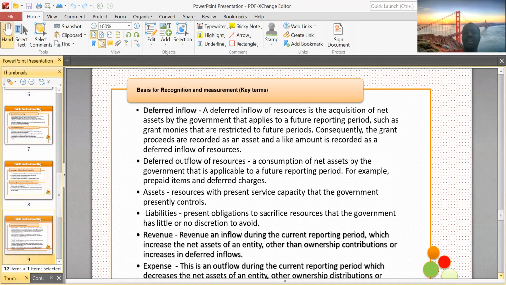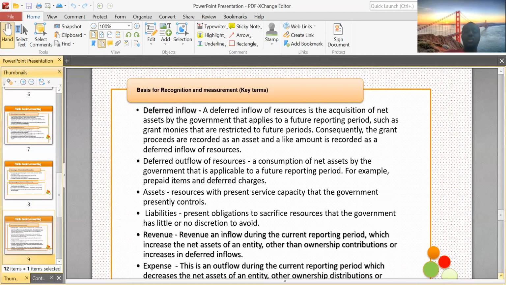So a typical example would be grant monies that are coming in. Grant monies that are restricted to future periods are an example of a deferred inflow. So sometimes you get grant money, but for instance, we are in 2021 now, but they'll tell you this grant money is allocated for 2022. And so it is restricted for future periods, and therefore it's a deferred inflow.